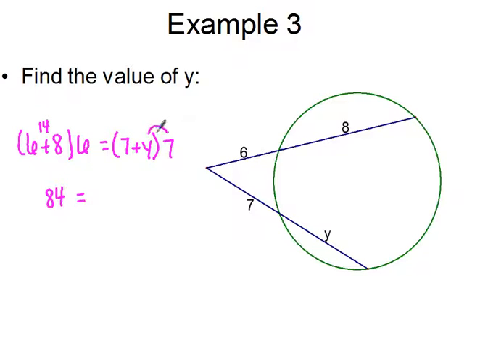Over here, we have to distribute. So we have 49 plus 7y. And then we start doing some math. So we'll subtract 49 from both sides. We get 35 equals 7y. And then divide by 7. We got y equals 5.